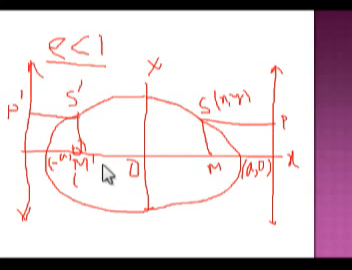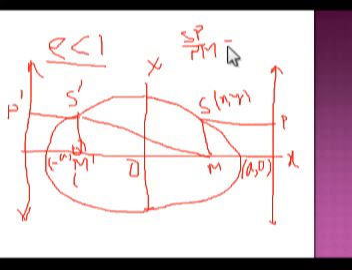Since we wish to obtain the equation of the ellipse, we know the ratio SP by PM must be less than 1. So this is e, which we are taking as less than 1. We just put SP by PM equal to the eccentricity, which is less than 1.